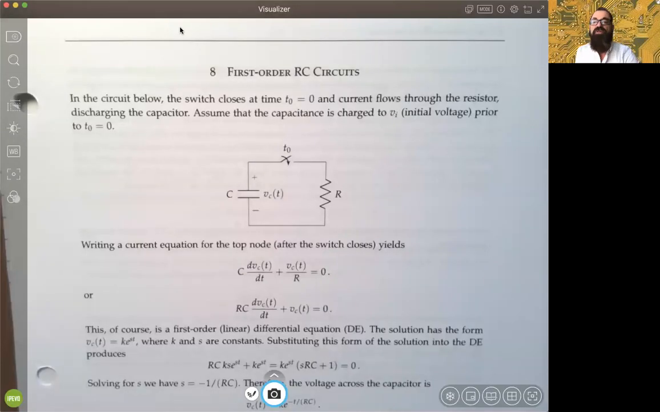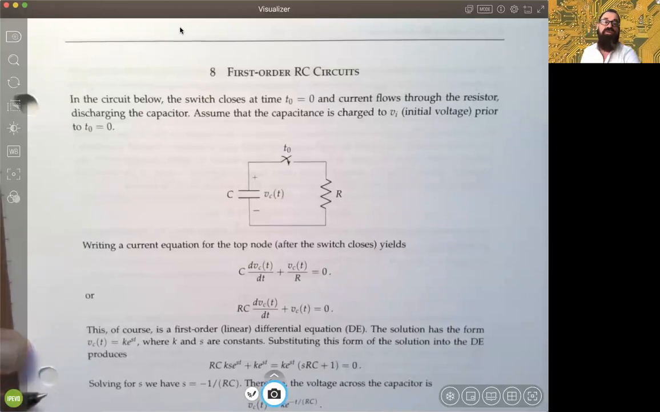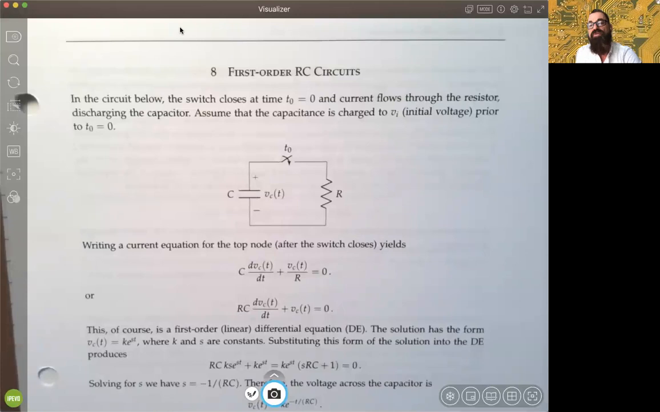So in the final chapter of our EC 301 workbook, which is chapter 8, at the top of page 95, we consider what are called first order RC circuits. In this case, we're looking at using both loads or resistances and capacitance in the same circuit. There are also what are called RL circuits, where you have resistances or loads with inductors. And you can actually have what are called RLC circuits, which have all three types.